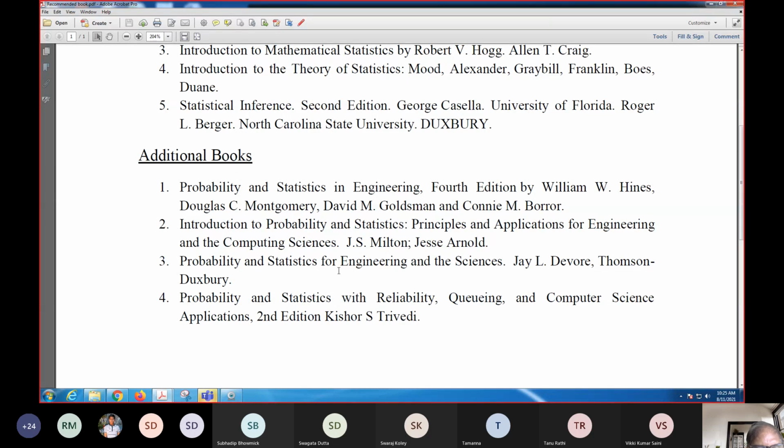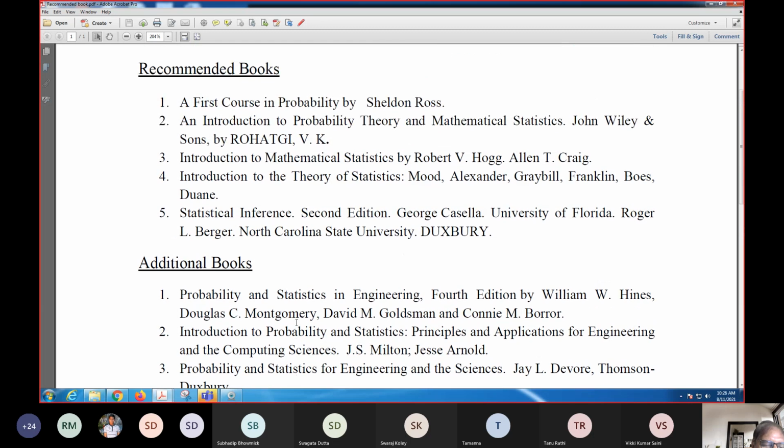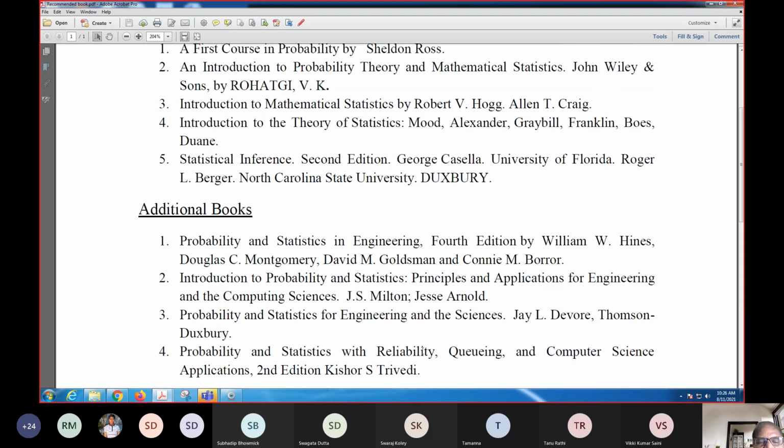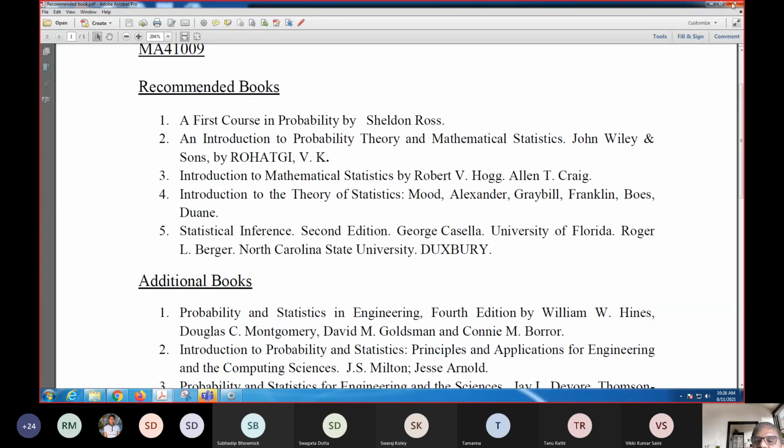Basically in all these books, the exercises which are given are related to engineering and sciences, rather than simply derive this, prove this. So here the descriptive type of problems are there, and it is more focused toward engineering. Then there is another book, Probability, Statistics, Reliability, and Queueing in Computer Science Applications. So these are some of the books which you can refer. Okay, so this also I will share.